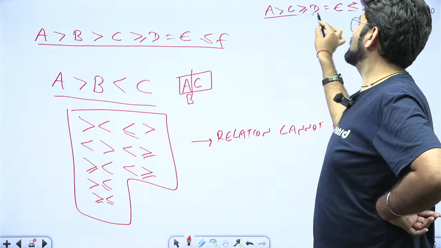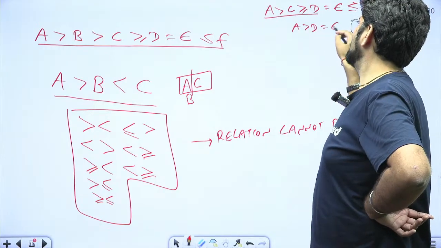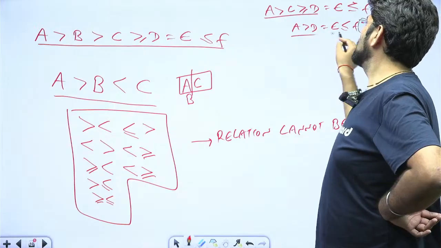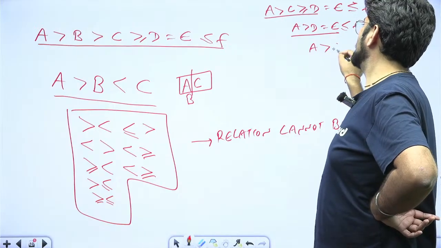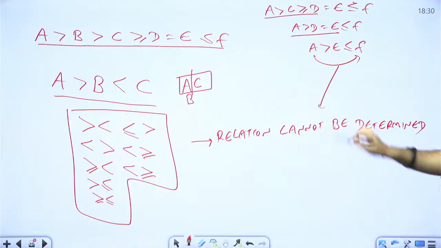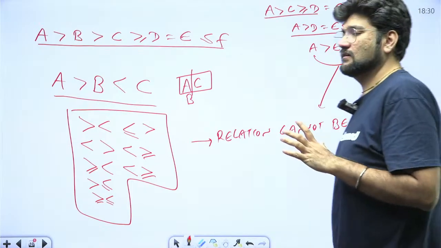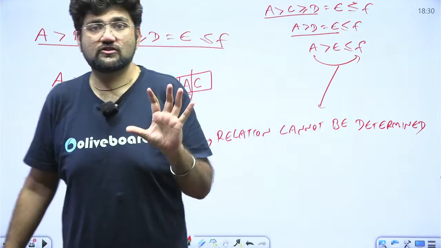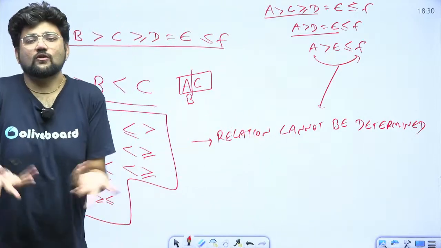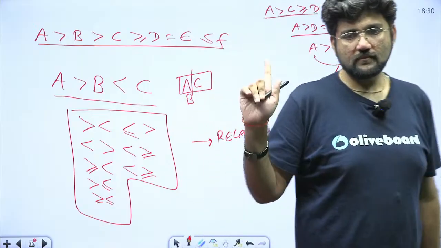Now from here to here I'll solve, I'll drop this one. A is greater than D, equal to E, then equal to F. From here to here I'll drop the equal to, so I'll say A is greater than E, less than equal to F. And the moment I come from here to here, I will say relationship cannot be determined. Between A and F, there is no relation which can be established. There is a relation, of course, but I don't know of it. Cool? Everybody with me here?